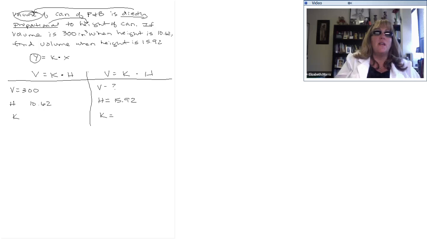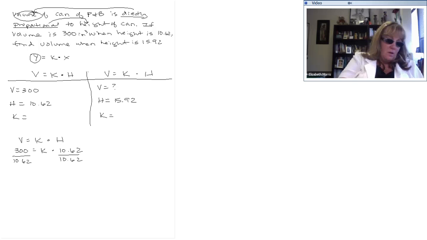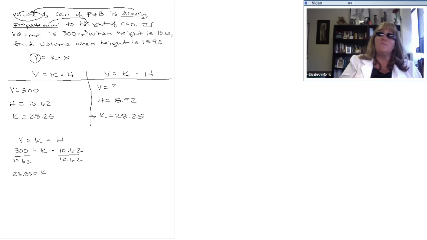Using volume equals K times height: volume is 300, K I don't know, height is 10.62. Can I divide and solve for K? Yes, I can. So 300 divided by 10.62 is 28.25. So K is 28.25. And remember, K is a constant. It doesn't change. So it's 28.25 on that side.